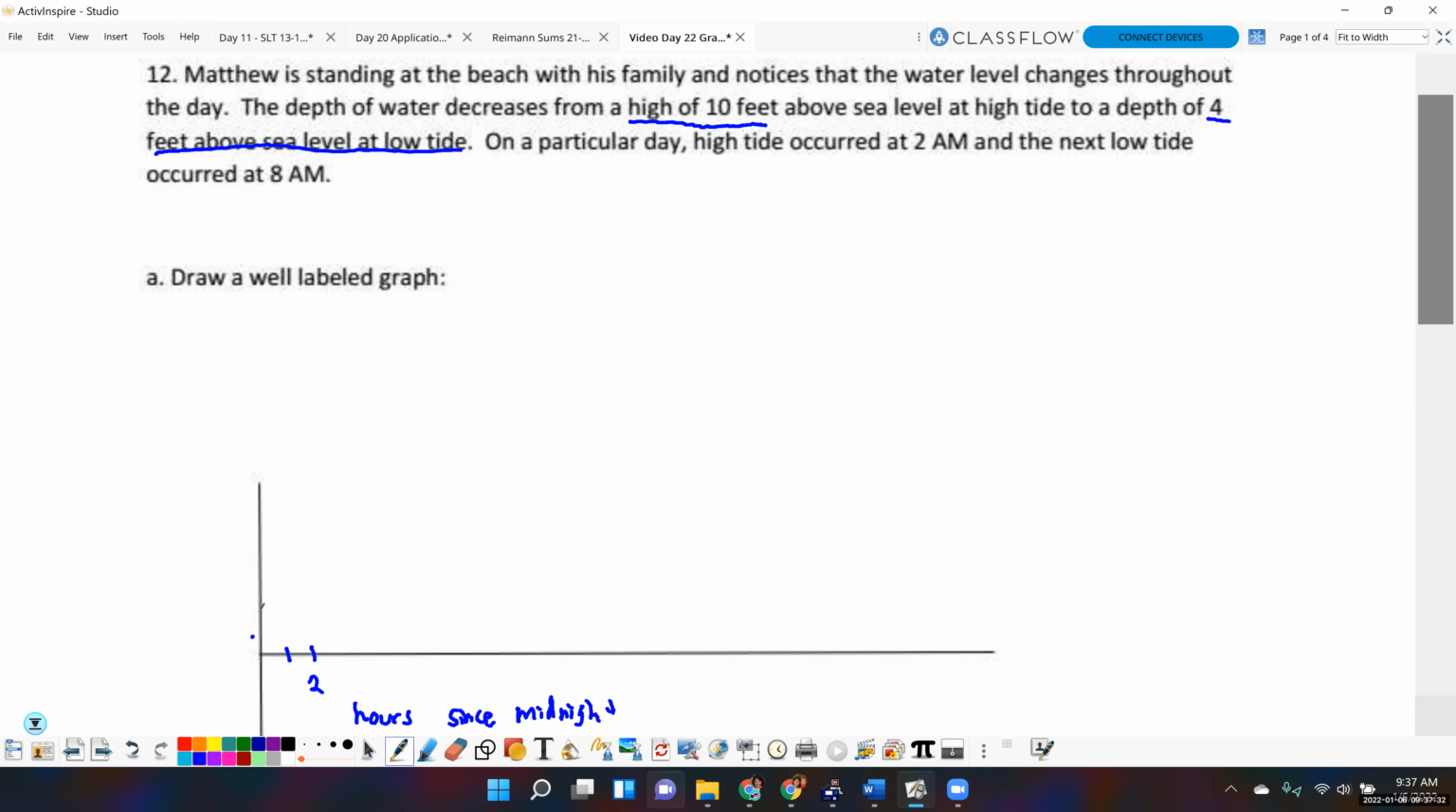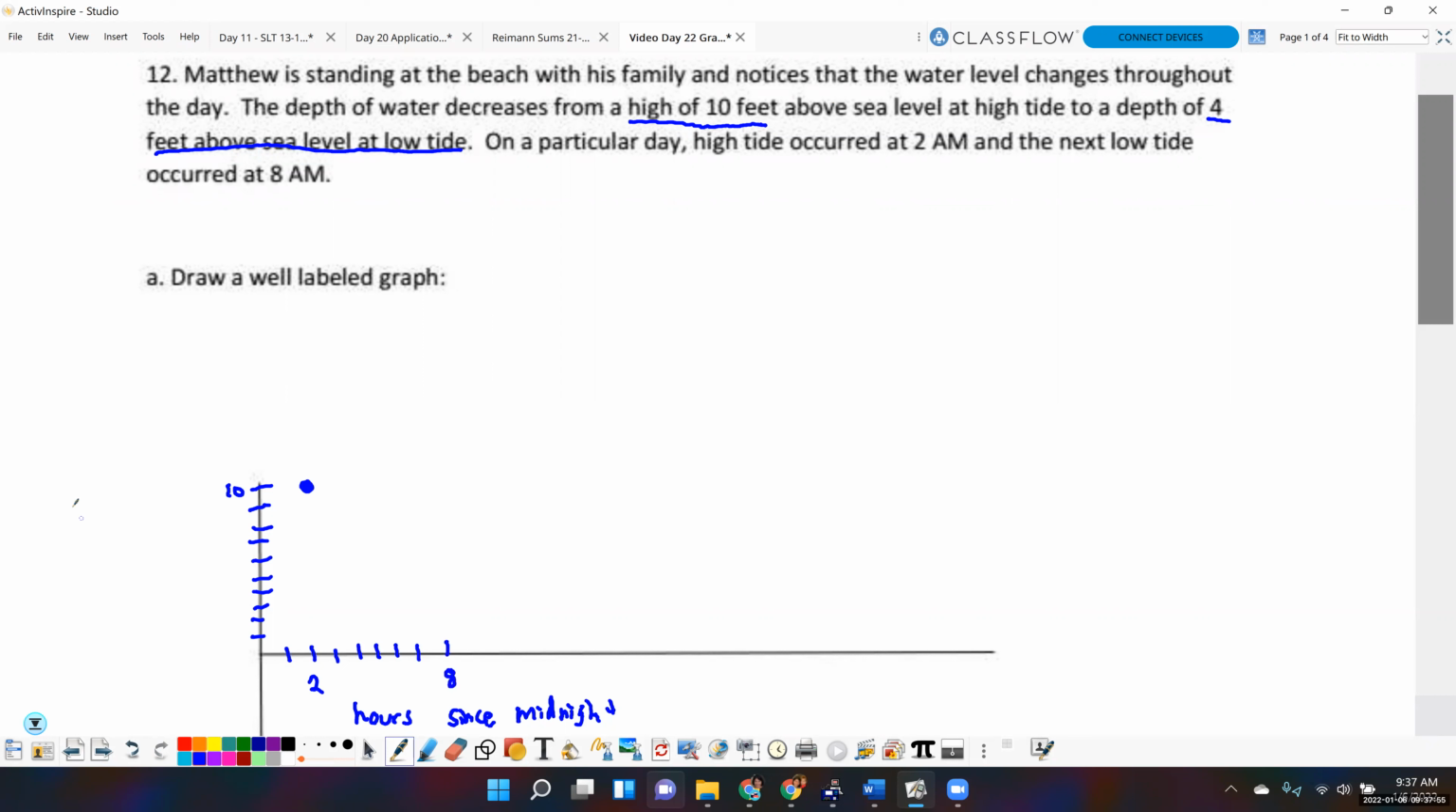So 2 a.m. is 1, 2, 3, 4, 5, 6, 7, 8. No, that is not good. 8, 9, 10. So that's 2 a.m. It's high tide, and low tide occurred at 8 a.m. So 2, 3, 4, 5, 6, 7, 8.